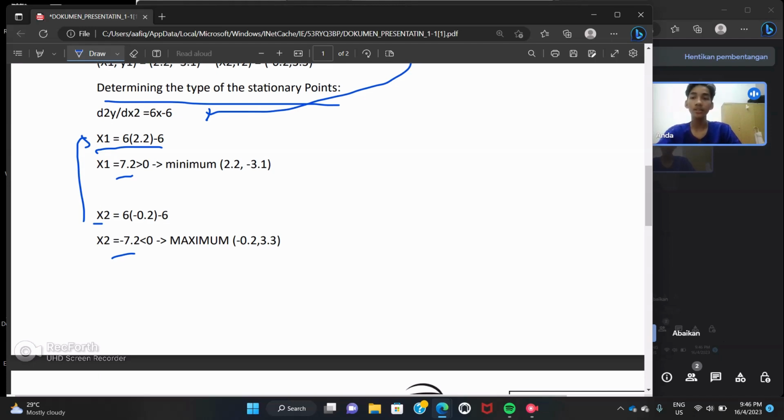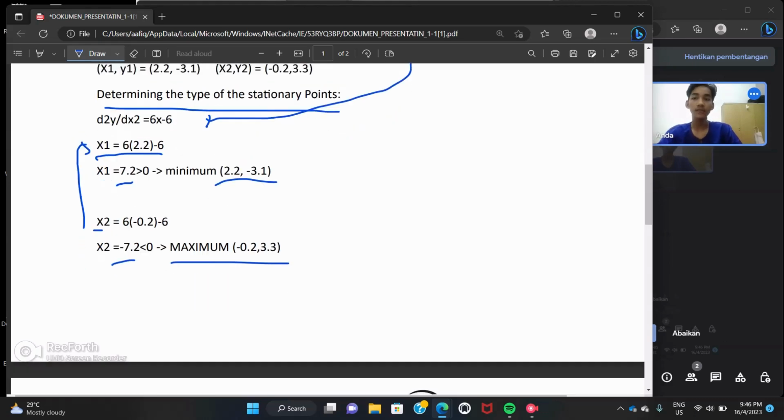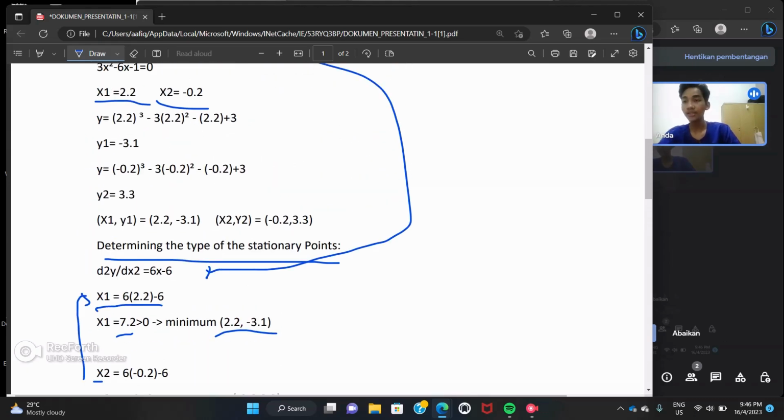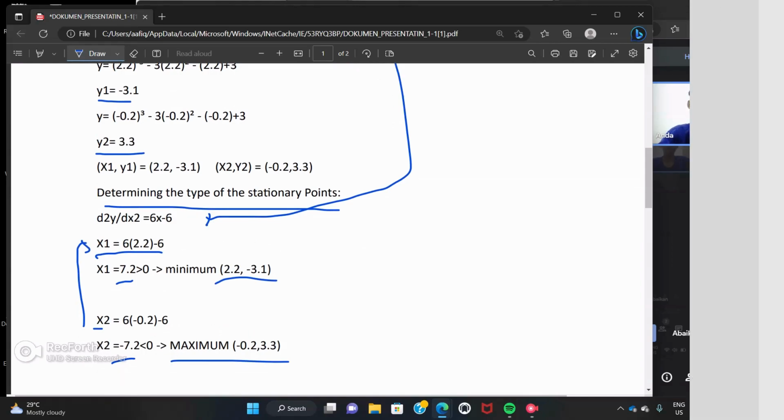So the minimum point is 2.2 and negative 3.1. The maximum point is negative 0.2 and 3.3. How do I get these two? It's very simple. Take x1 is 2.2 and y1 is negative 3.1. This will become our minimum point. For the maximum point, take x2 which is negative 0.2 and y2 equals 3.3. These two will become our maximum point.